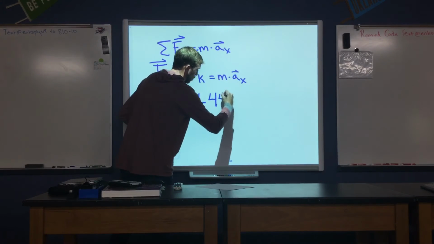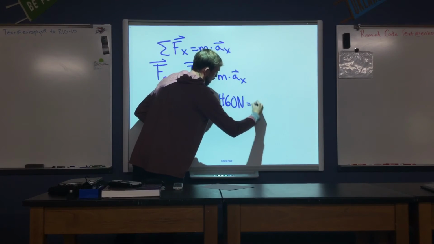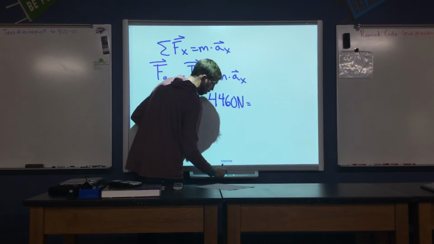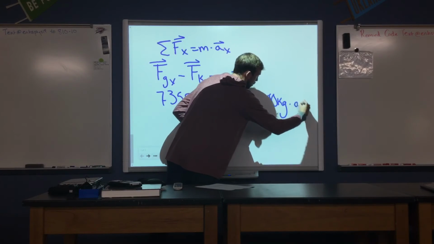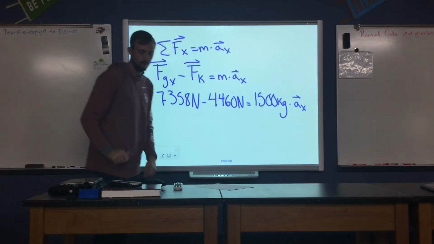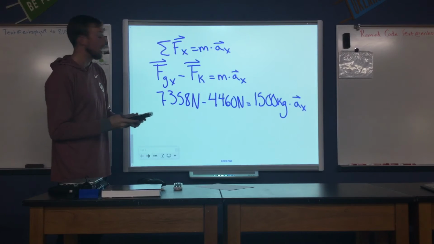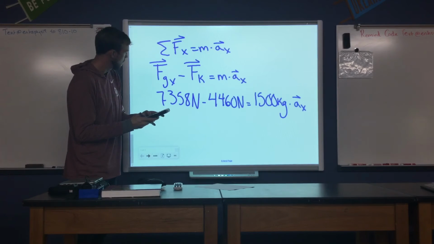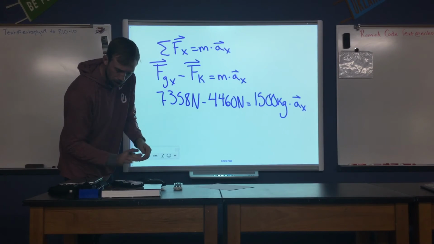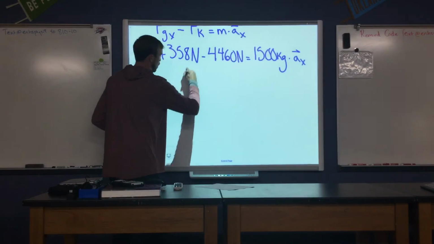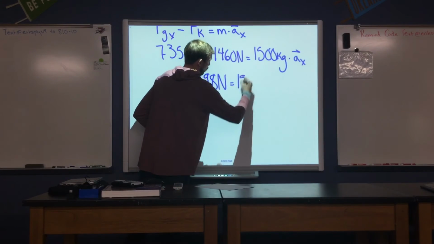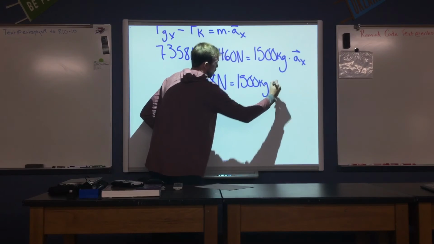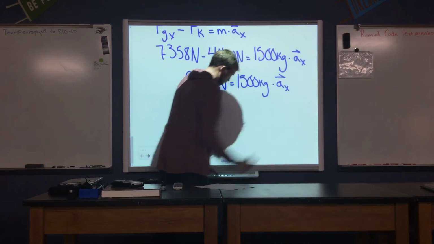Minus 4,460 newtons equals our mass, which we actually know, so I'll go ahead and write that in here: 1,500 kilograms multiplied by the acceleration in the x direction. So we know our two values on the left-hand side of our equation. I'll go ahead and subtract those. 7358 minus 4460, so I get about 2,898 newtons is equal to 1,500 kilograms multiplied by acceleration in the x direction.